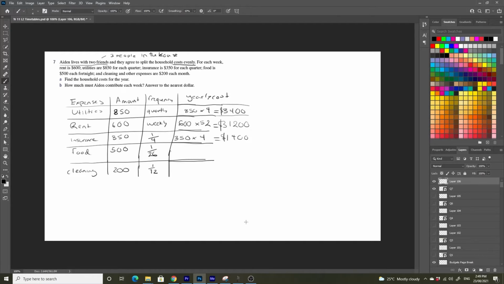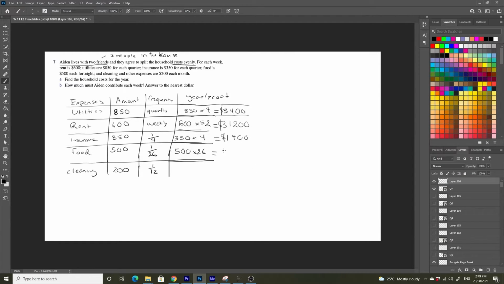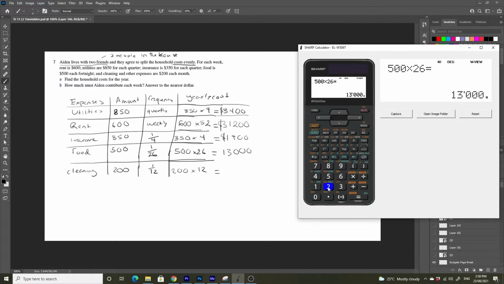Food we pay fortnightly. So we need to multiply this by 26 because there are 26 fortnights in the year. How do we get that? Well, we go 52 weeks divided by 2. That's $13,000. And our cleaning bill we pay monthly, so it's going to be 200 times 12, $2,400.